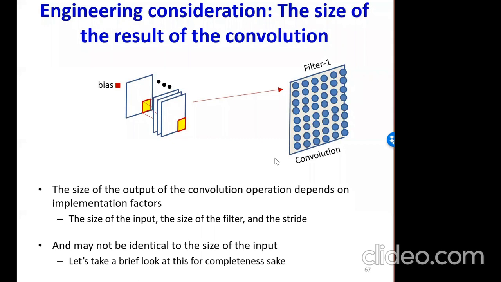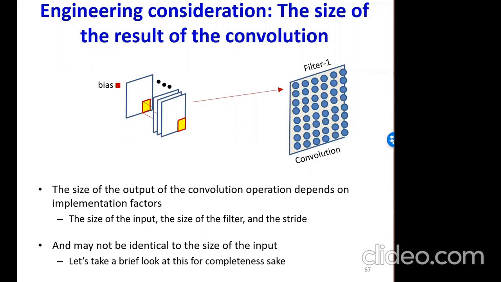The size of this output depends on many factors, including the size of the input maps, the size of the filter, and the stride of the convolution. So the output map may not be the same size as the input. And then there are edge effects which become important. So what are these edge effects? Let's take a look.